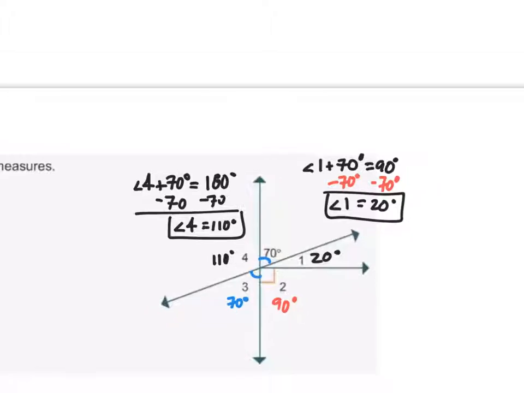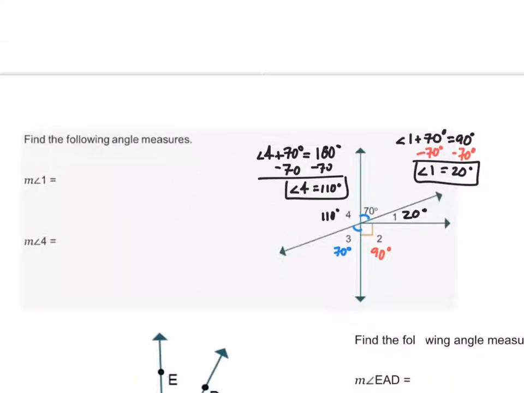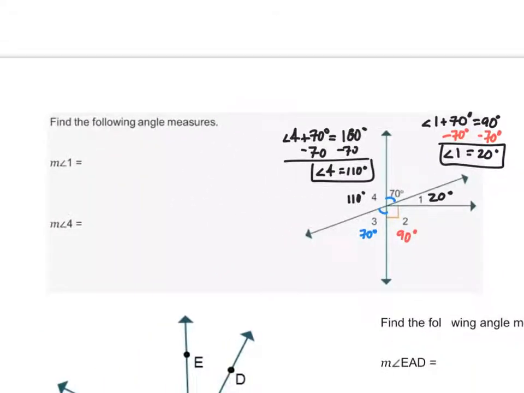The key, folks, is that we have to set up equations. It's kind of easy to do this. You might be able to just do this in your head, and that's good. But the reality is that we're not always going to have nice, even numbers. So angle 1 is 20 degrees, and angle 4 is 110 degrees.